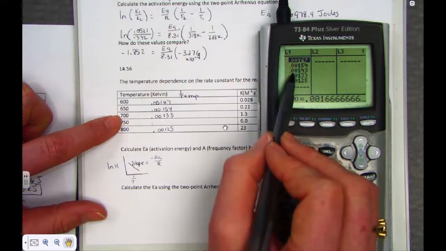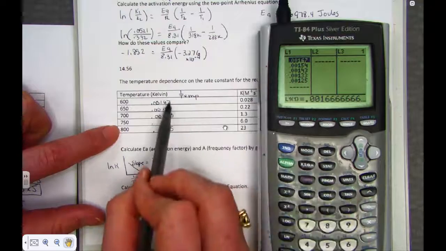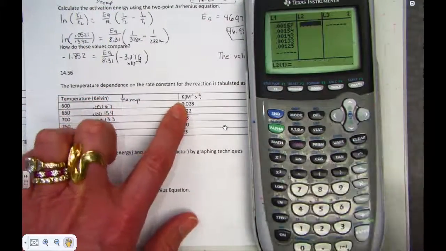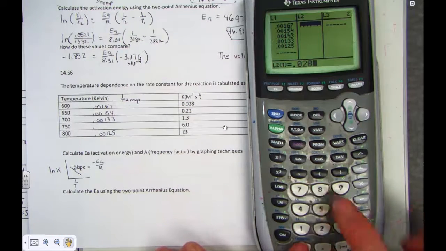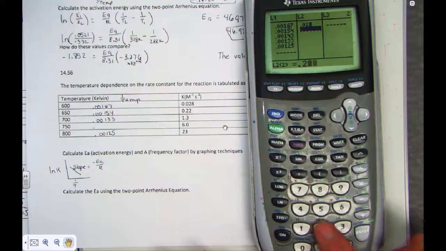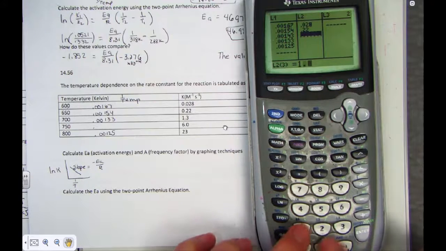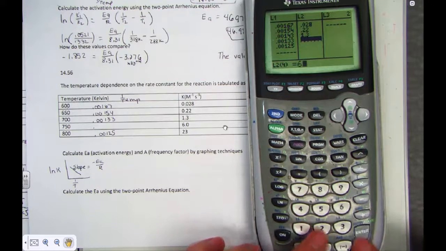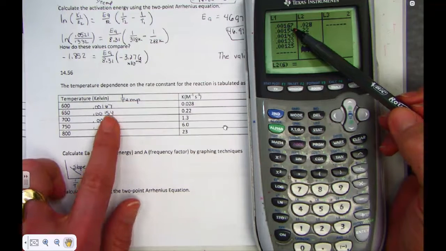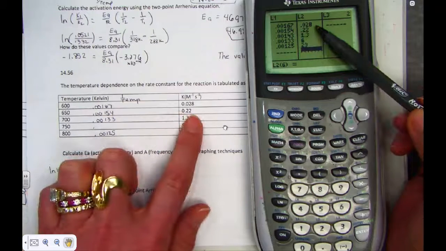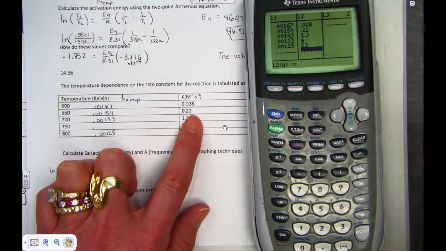650, 700, 750, 800. It's got off by a line. We'll do the same for kelvins. Let's go through here for the rate constant K's: 0.028, 0.22, 1.3, 6, and 23. So you'll notice my lists are correct. I have a matching reciprocal of temperature and its corresponding K constant.